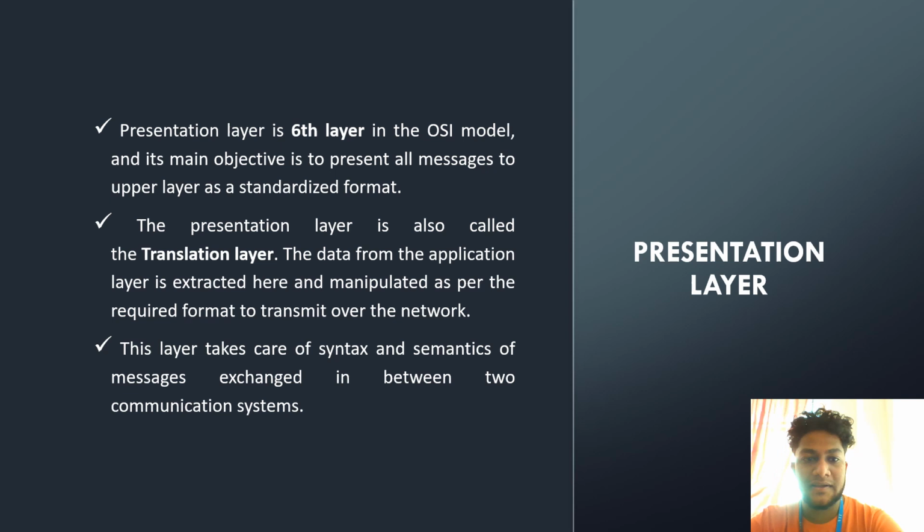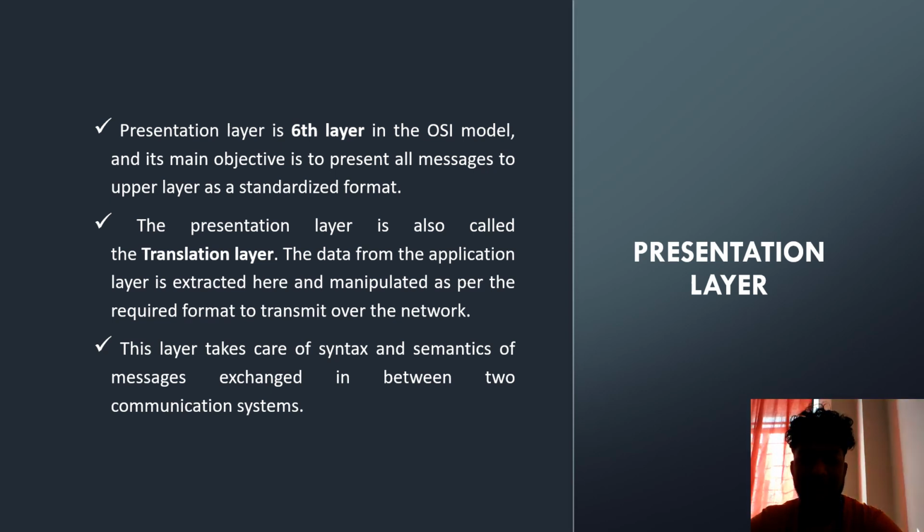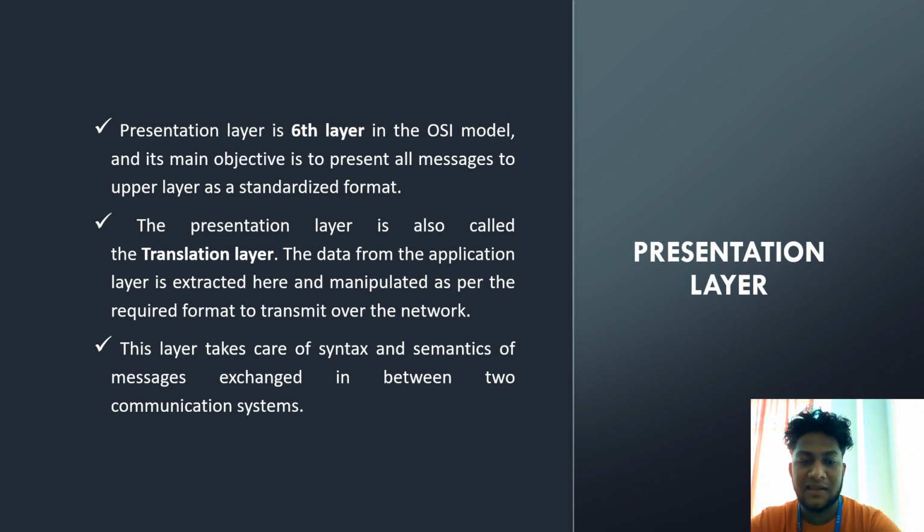What is the presentation layer? The presentation layer is the sixth layer in the OSI model, and its main objective is to present all messages to the upper layer in a standardized format. The presentation layer is also called the translation layer. The data from the application layer is extracted here and manipulated as per the required format to transmit over the network. This layer takes care of the syntax and semantics of messages exchanged between two communicating systems.